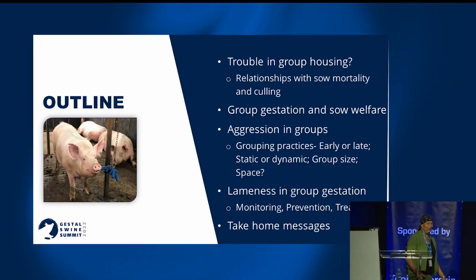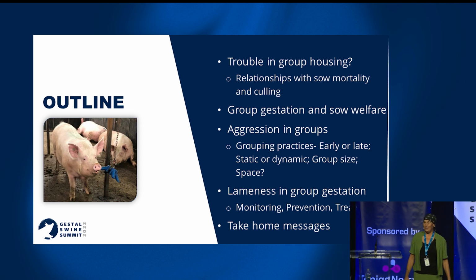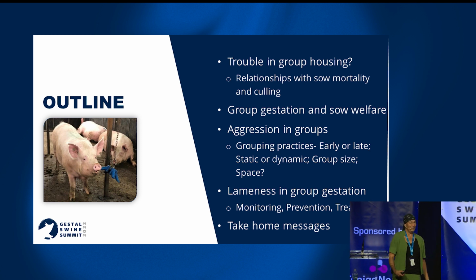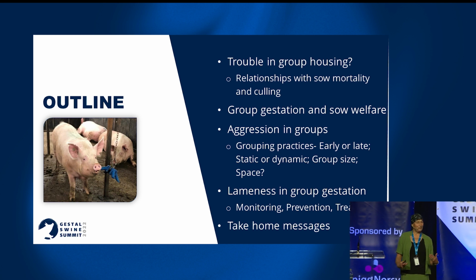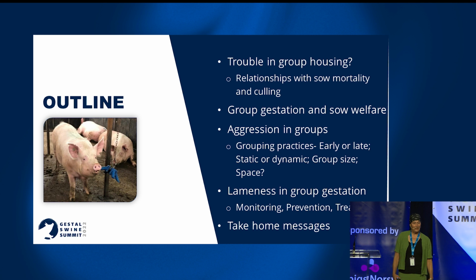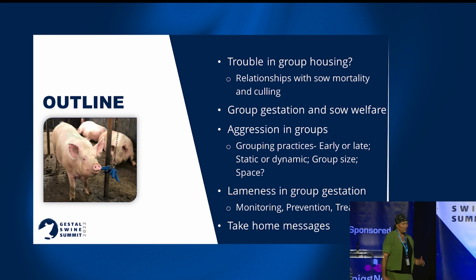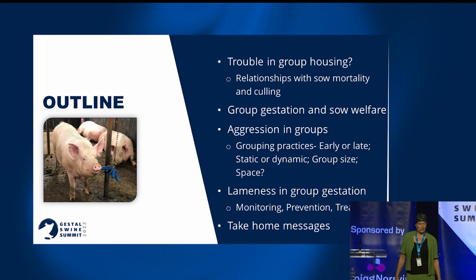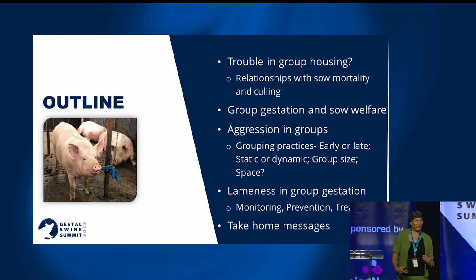So group housing, obviously, there are some issues here that we need to focus on and tackle, and we certainly don't have all the answers, right? There's clearly some relationships with mortality and culling rates going up in group housing, and we gotta figure our way around this. So I'll be talking about group gestation, relationship to welfare measures, focusing on aggression.